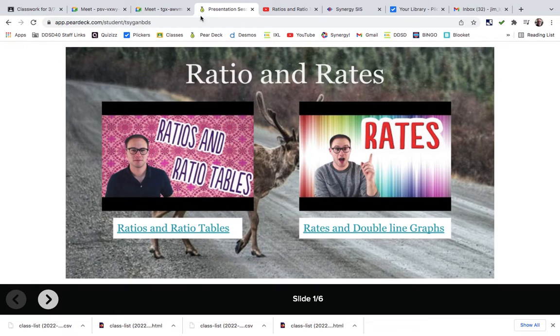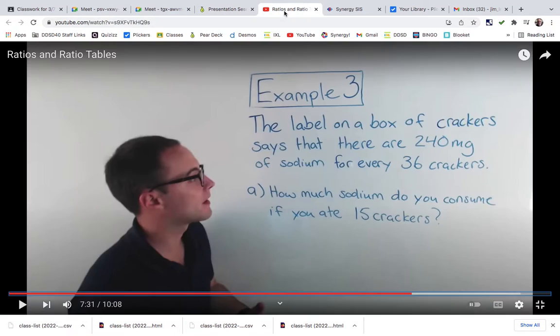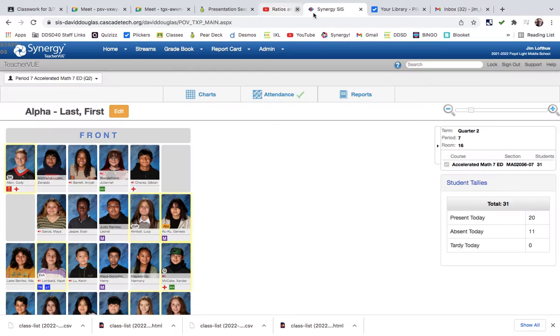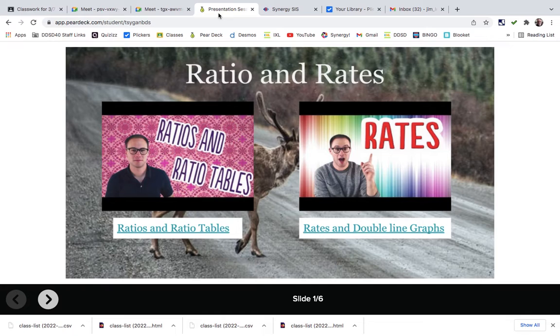Then open up Rates and Ratios, Ratios and Ratio Tables, and take notes on this video. It's about 10 minutes. We started at the 3 minute and 52 second mark, but you can do that, or you can do the whole video since you're at home following along. Take notes on that, and when you're done, you might want to just stop the video right now, go take notes, and then come back, and we're going to continue with what we did in class.